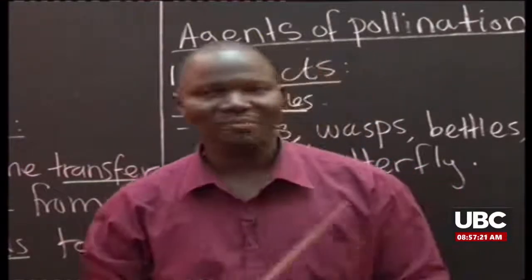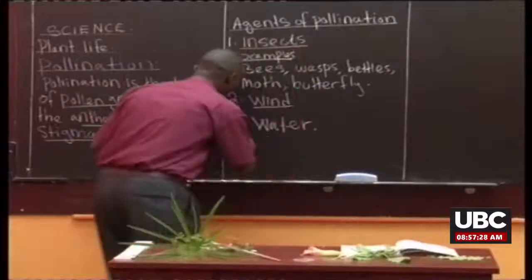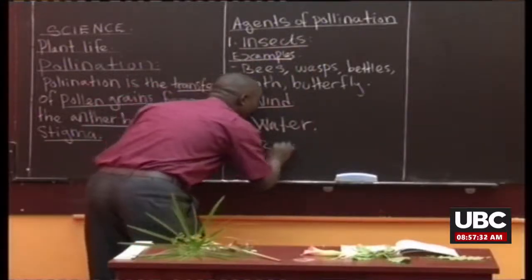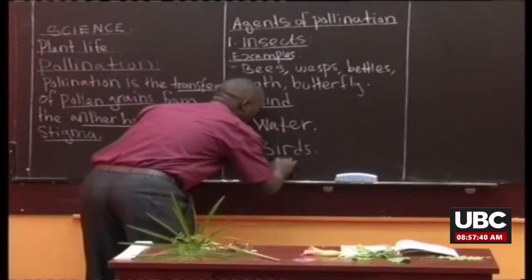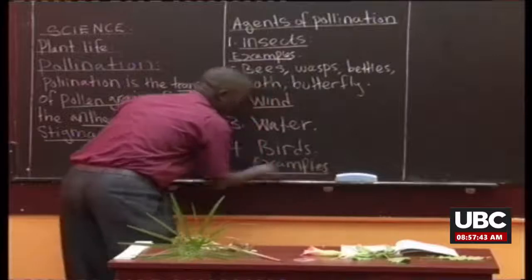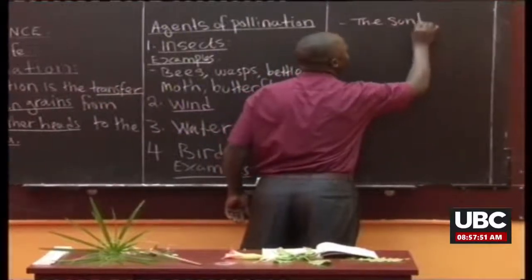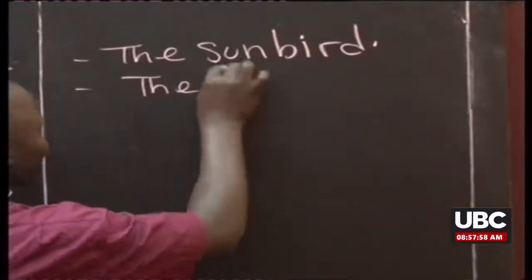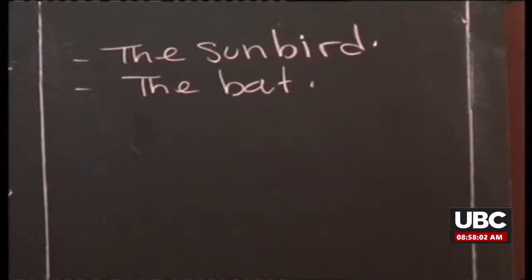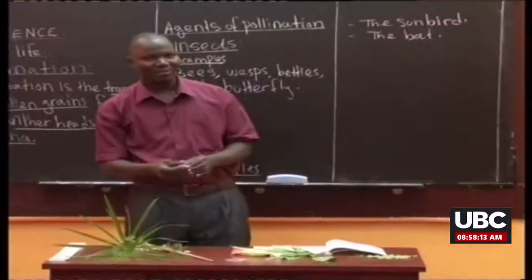So birds do that. An example is the sunbird, that bird with a very long beak, which helps a lot in pollination. So number four, we are talking about birds. Examples will include the sunbird and the bat. I do hope you know these in your local languages. All these pollinate your plants, your flowers.